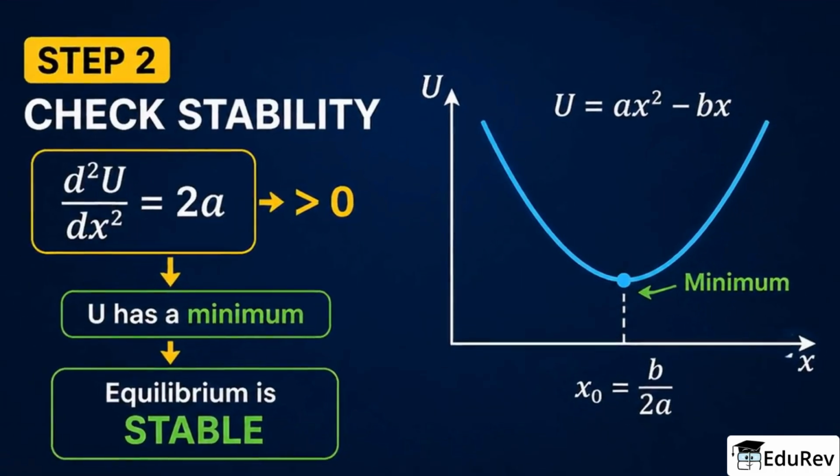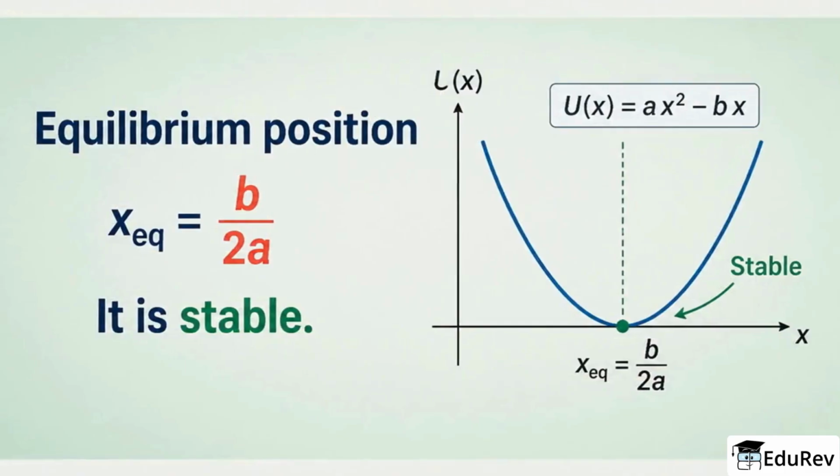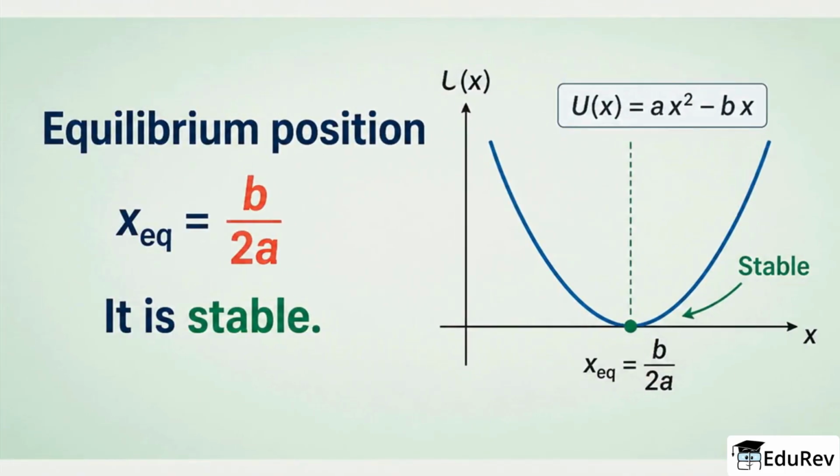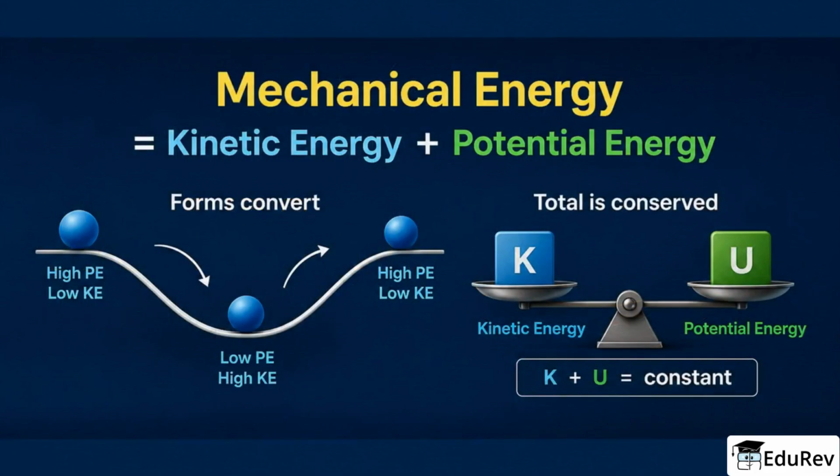Step 2. Check stability by looking at the second derivative of U. d squared U by dx squared equals 2a, which is positive. So U has a minimum and the equilibrium is stable. So the equilibrium position is x equals b divided by 2a, and it is stable. So what do we learn from this? We learn mechanical energy is the sum of kinetic and potential energy. These forms convert into one another, and for conservative forces, their total is conserved.